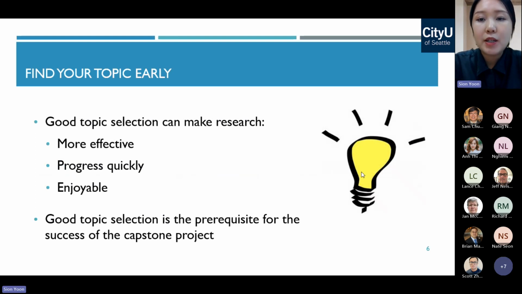Tip number 1 is to find your topic early. Choosing a good topic is very important, and it is the prerequisite for the success of your capstone project. Many students start the capstone project without an idea of what they want to do for their project, and with this, some students get very overwhelmed. But if you're ready by the first week with a solid topic, the entire course will go much more smoothly. So in other words, choosing a good topic makes your research more effective, progress quickly, and more enjoyable.